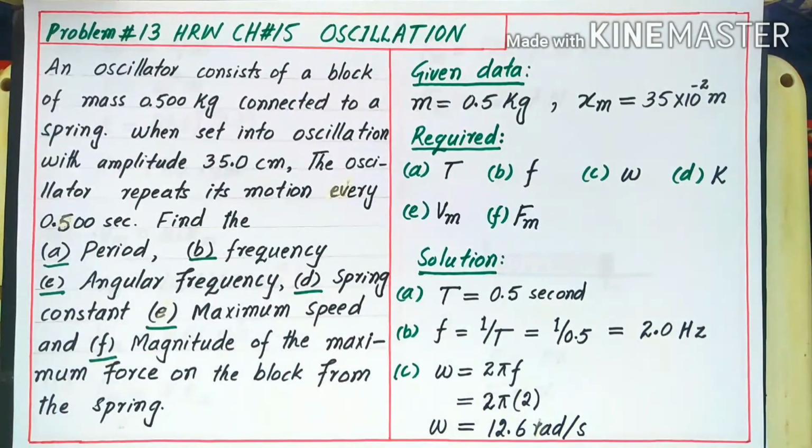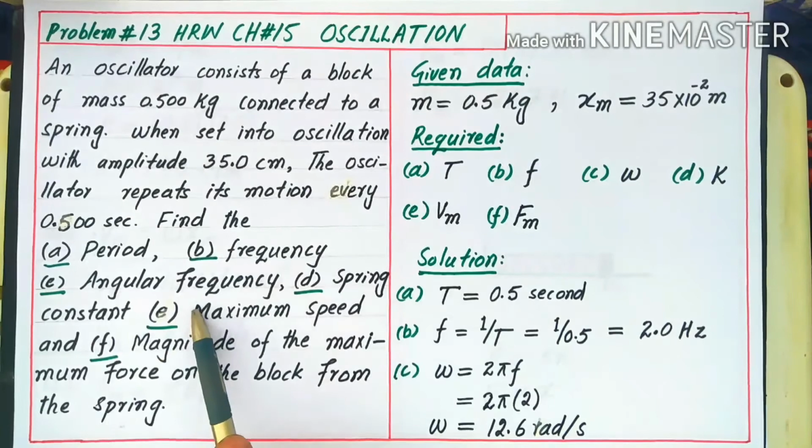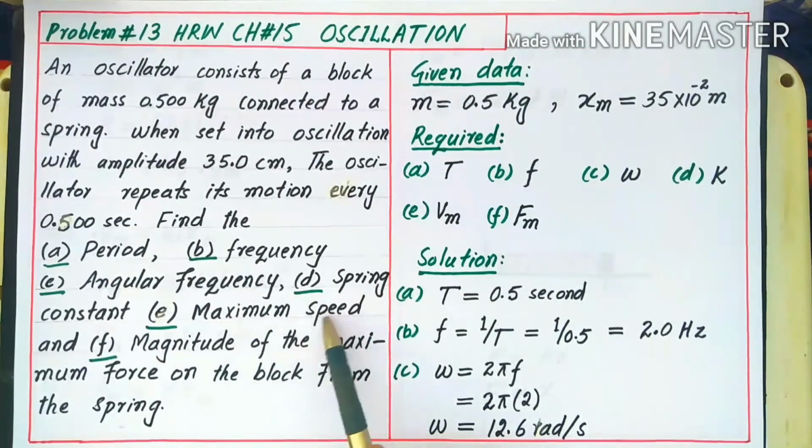Now we have to find the time period, frequency, angular frequency, spring constant, maximum speed, and the magnitude of the maximum force on the block from the spring. Solution part A. As the oscillator repeats its motion after every 0.5 second, and in simple harmonic motion, a body repeats its motion when it completes its one cycle. It means that the block repeats its motion when it completes its one cycle in 0.5 seconds. And the time required to complete one cycle is called time period, so time period is equal to 0.5 seconds.